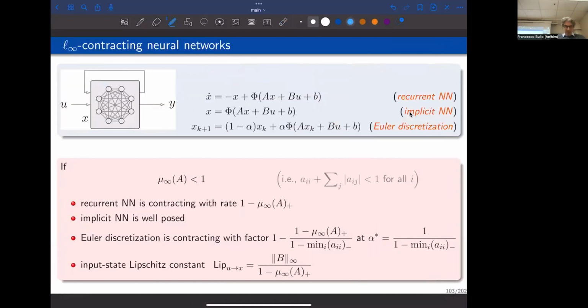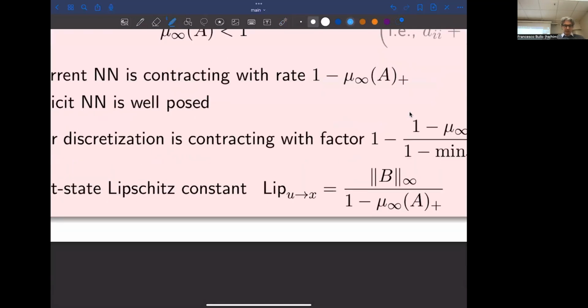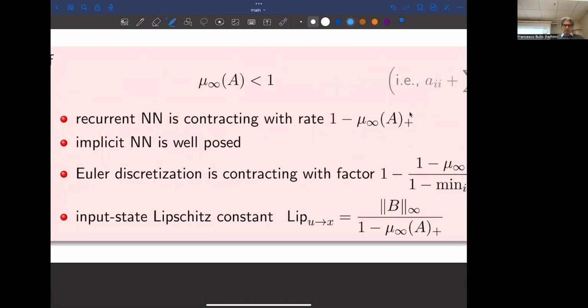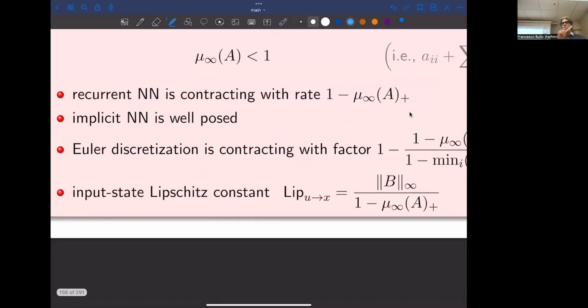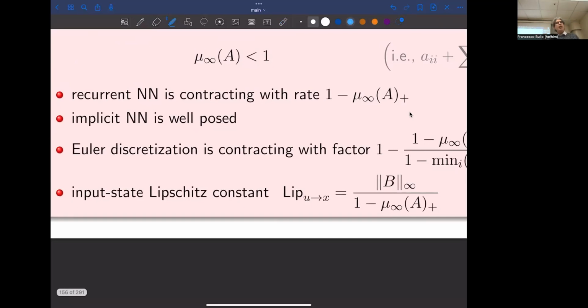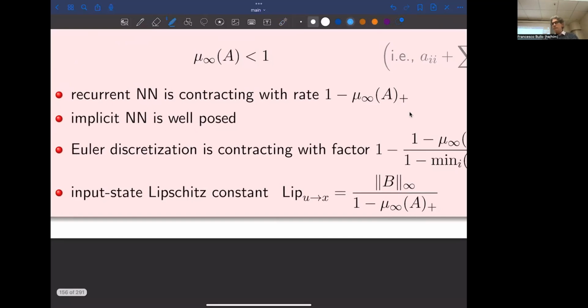Another aspect of the theory that I have not had the chance to cover, but that I would like to cover right now for you is the following. It turns out, of course, that if you think about all of the bounds that I've obtained, you can also obtain an input to state Lipschitz constant. So from the stimulus U to the state, to the output of the machine learning model X, what is that Lipschitz constant? And you can write a formula for it.